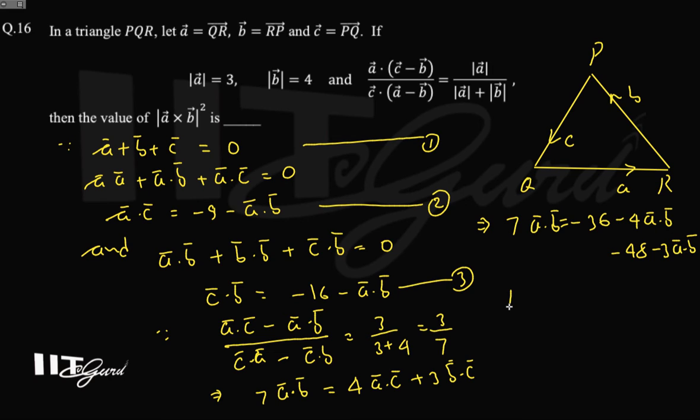Transpose, here you will get 14 A dot B. Okay, so 14 A dot B is equal to minus 36 and minus 48. Finally, you will get minus 84. Okay, so this is minus 84, and this implies that A dot B you can evaluate over here, that is 14 times 6, so that the value is 6.